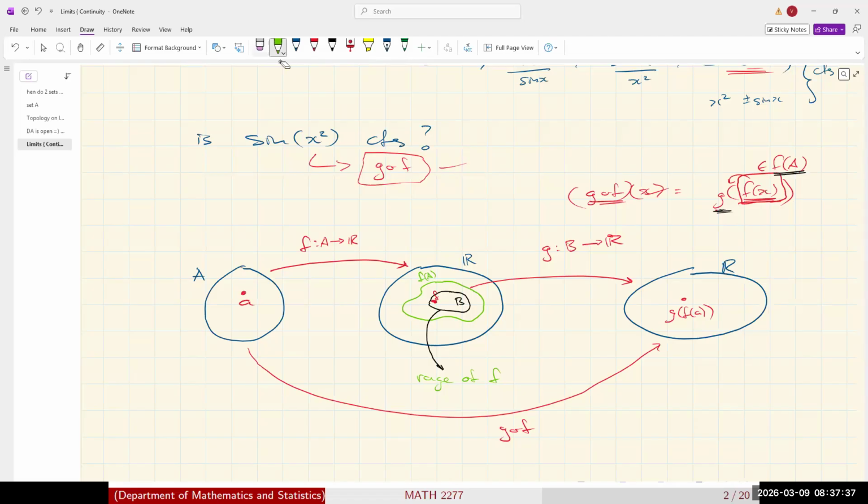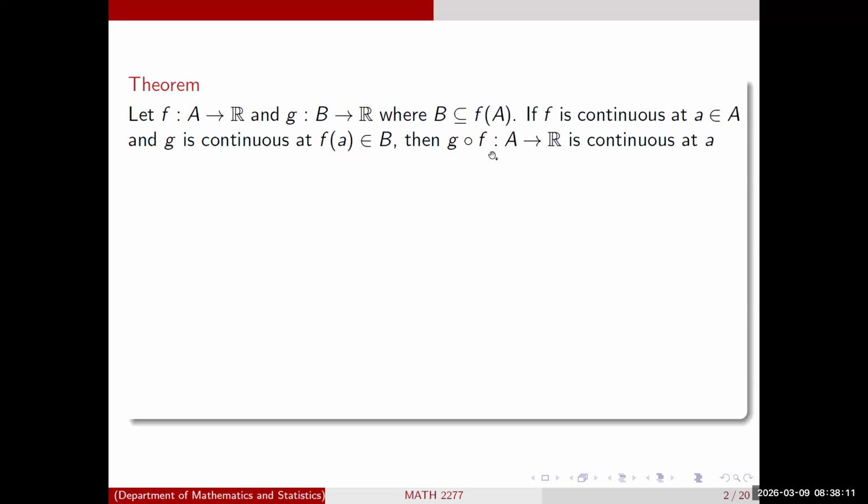The range is here. So B is inside of F of A, right? Because whatever comes out of F is in F of A, and that value better be in the domain of G, which is B. So B has to be inside. Yeah, sorry about that. Okay, but it's a minor technicality in the proof.